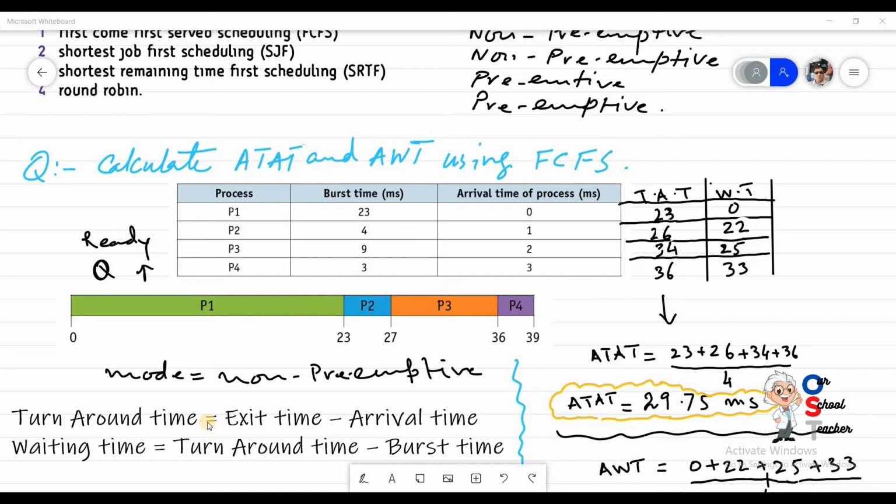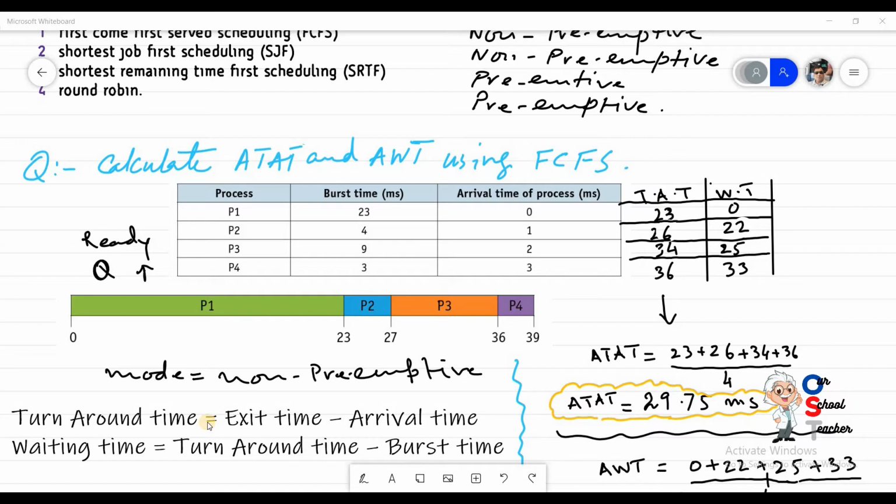About modes, I have told you there are two modes which can be used. One is preemptive and one is non-preemptive. In preemptive mode, CPU time is divided, and a time slice or quantum is given to any particular process. In non-preemptive, a process takes the full time for completion, and until a process in execution is complete, other processes are not given CPU time.